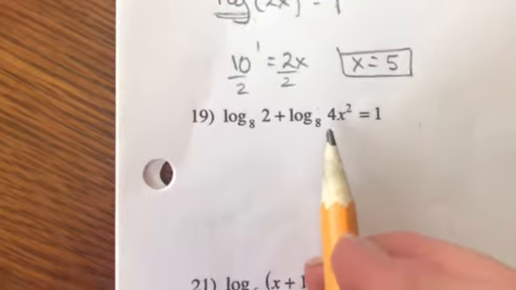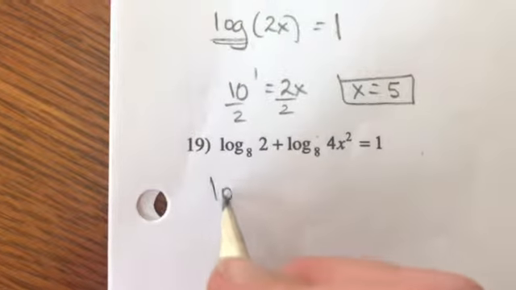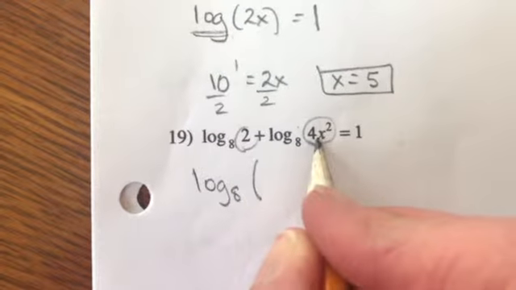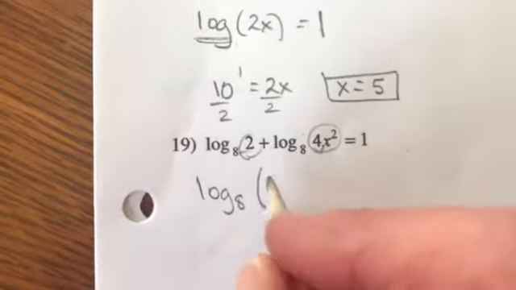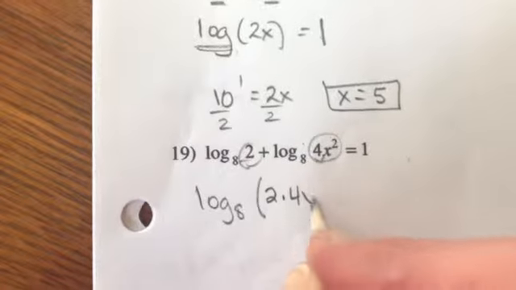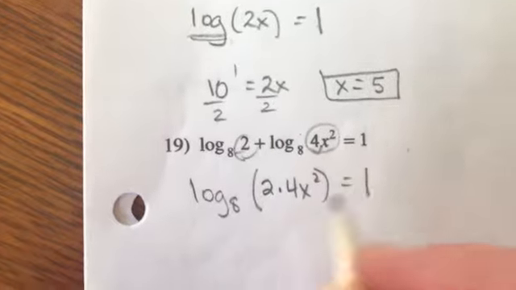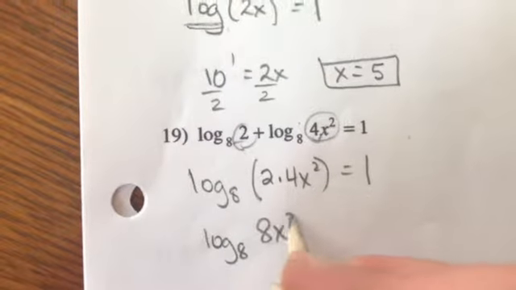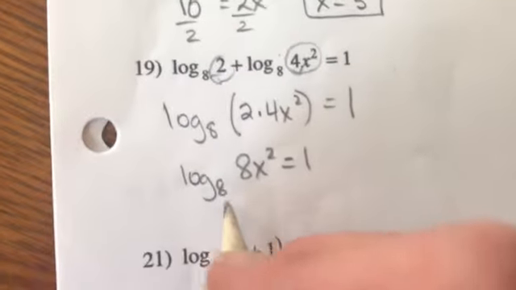Easy, easy, easy. Okay, that one's basically the same way. I would combine this by saying log base 8, and in parentheses, I can multiply what I'm taking the log of. So I would say 2 times 4x squared equals 1. When I multiply these together, that gives me 8x squared.